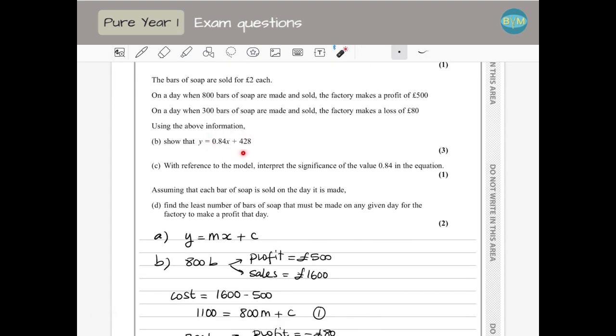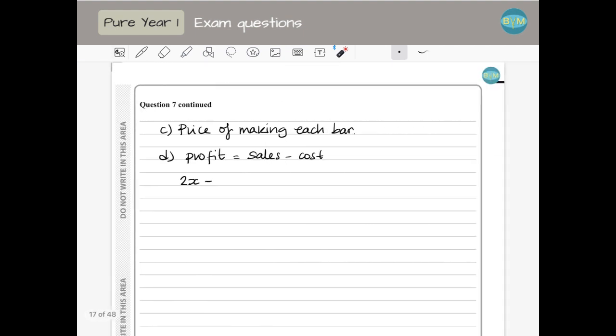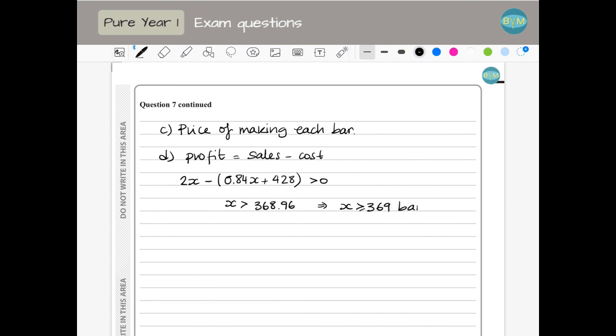So this is the cost, 0.84x plus 428. So 2x minus (0.84x plus 428). This is the profit, and we want that to be positive. So we just need to find x in this inequality. So x must be greater than 368.96, which means x must be greater or equal to 369. So we need to produce at least 369 bars to have a positive profit.